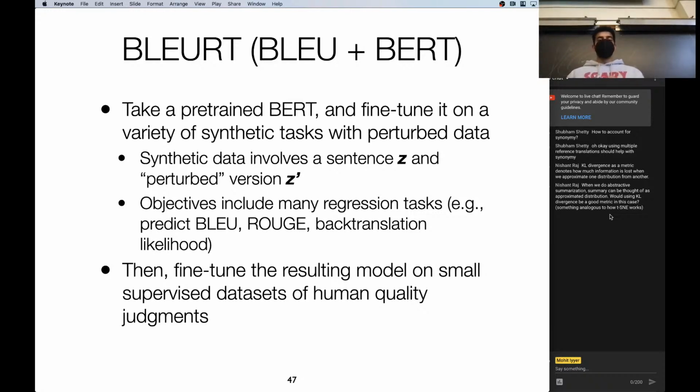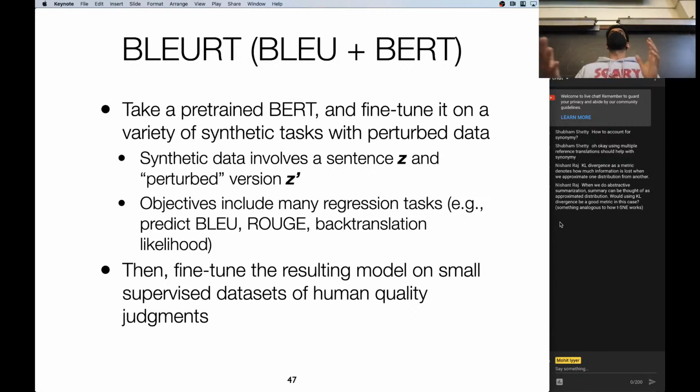So for example, I could take a sentence and then shuffle some of the words and phrases. I could compute the BLEU score of that pair, the original and the noised pair, and then fine-tune my BERT model to predict the BLEU score given all these various noised objectives. I can fine-tune it to predict ROUGE score or all sorts of other things.